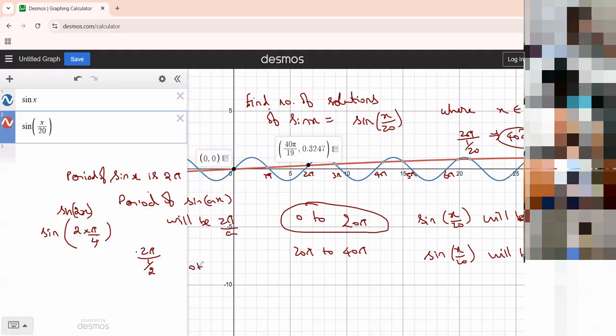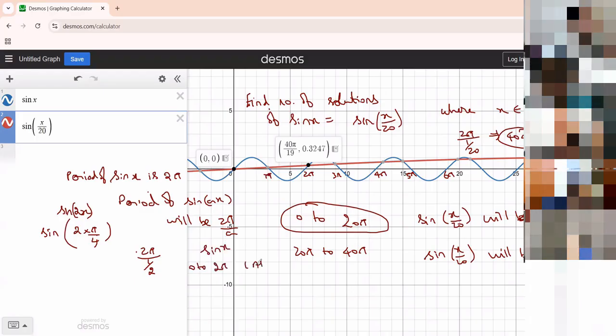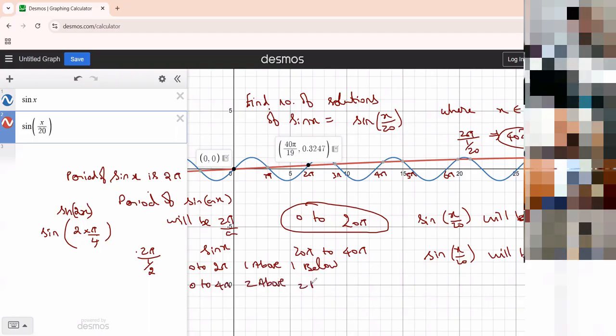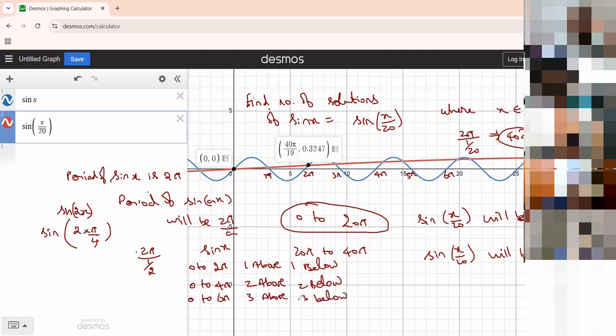If you take 0 to 2 pi of the sin x graph, one half cycle above, one half cycle below, correct? So if you take 0 to 4 pi, you're finding 2 half cycles above and 2 half cycles below. So 0 to 6 pi, you are noticing 3 half cycles above and 3 half cycles below. It's just half of this number, right? So now my question is 0 to 20 pi. So 0 to 20 pi, there will be 10 half cycles above and 10 half cycles below, no?